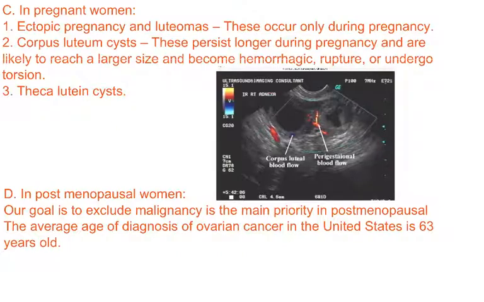Now, we can also think about fecal lutein cysts. Now, in postmenopausal women, we already said that our goal is to exclude malignancy, because that's a big risk for postmenopausal women with an adnexal mass. Now, the average age of diagnosis of ovarian cancer in the United States is 63 years old.